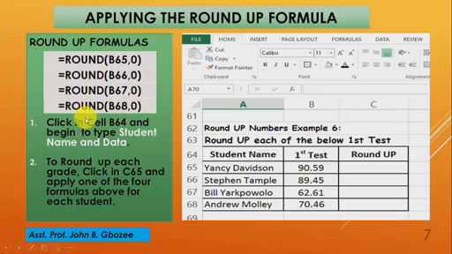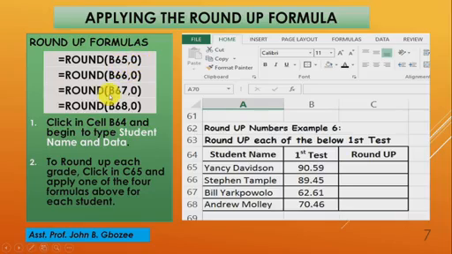To start with, this is one. Round up: round and not up. Do not add the "up". It is round up, but in the formula you write only round. Round, parenthesis open, not forgetting your equal sign, parenthesis open, B65, comma 0, parenthesis closes.